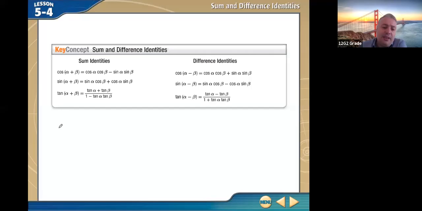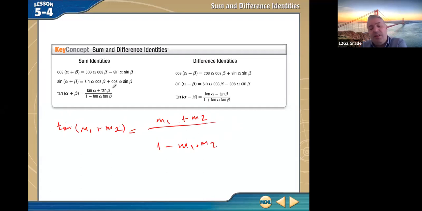I am using tangent, meaning the slopes, by the way. For that it is slope 1 plus slope 2. I memorize it like this: m1 plus m2 over 1 minus m1 times m2. This is easier for me, but you can memorize it also like this.